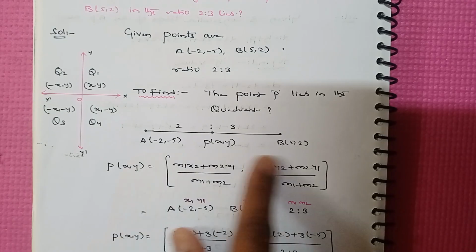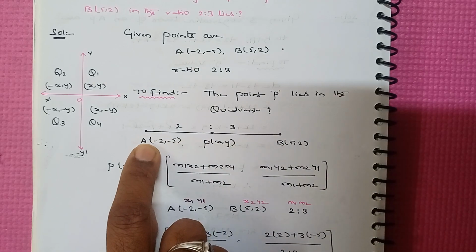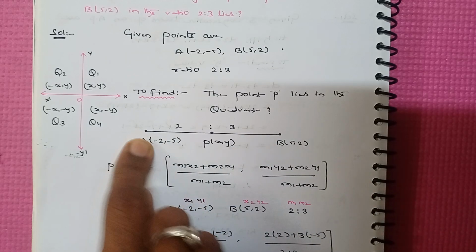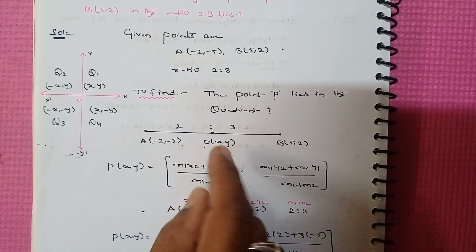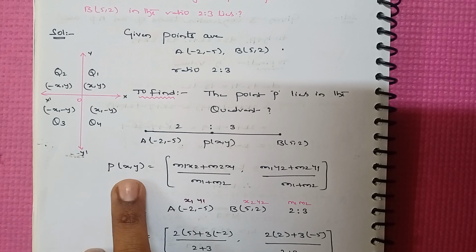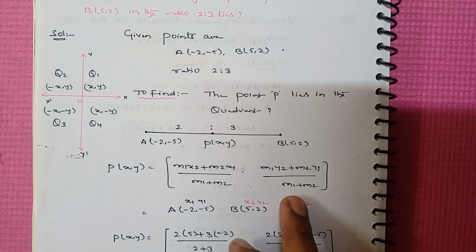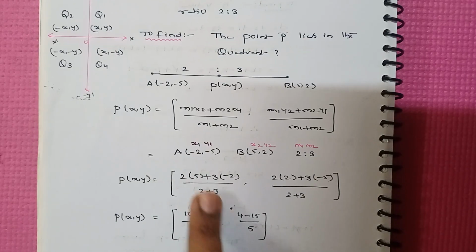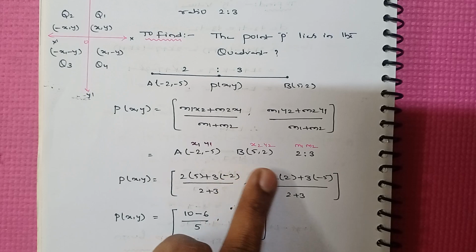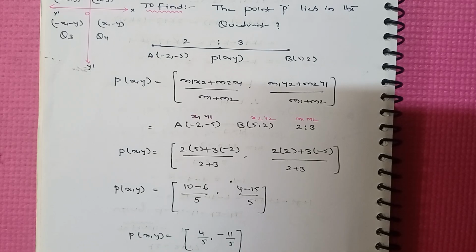Okay, so this is a line, where we have to take a rough figure. Point A, point B and point P lies which divides the line segment in the ratio 2:3. Okay, so what is your formula? P(x, y) equals (m1 x2 + m2 x1) / (m1 + m2), (m1 y2 + m2 y1) / (m1 + m2). Okay, so here A equals (-2, -5), B equals (5, 2) in the ratio 2:3. So substitute the values and simplify, guys. Find the value of P(x, y).